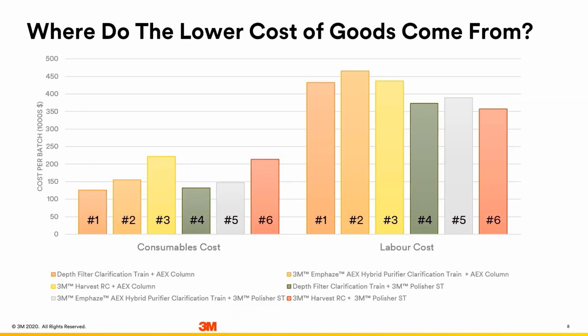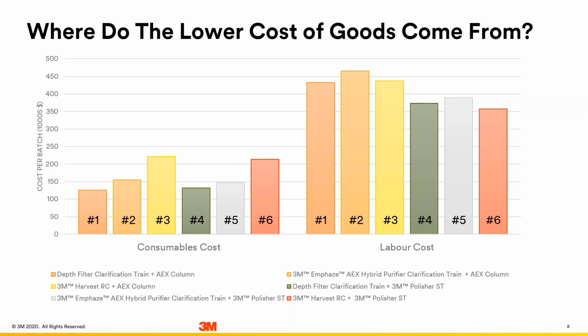So let's take a look at where the lower MAB costs of goods come from. So Biosolve considers consumable costs, labor costs, capital costs, material costs, and other costs. And these together form the cost of manufacturing a batch. In terms of the capital costs and the material costs and the other costs, those essentially didn't change between the 6 different processes modeled. So I haven't presented them here.